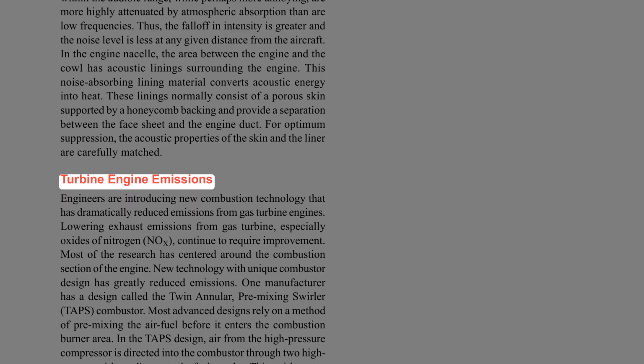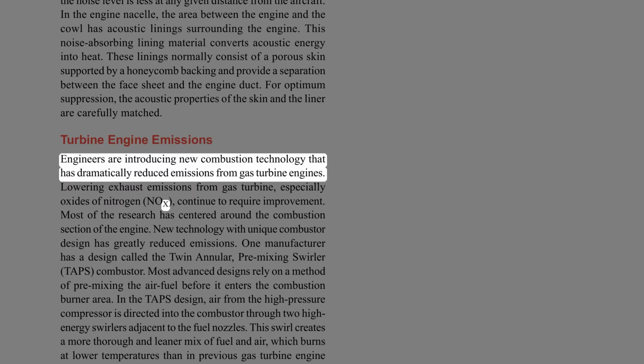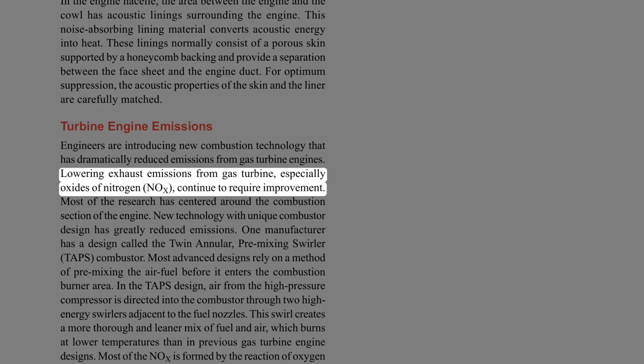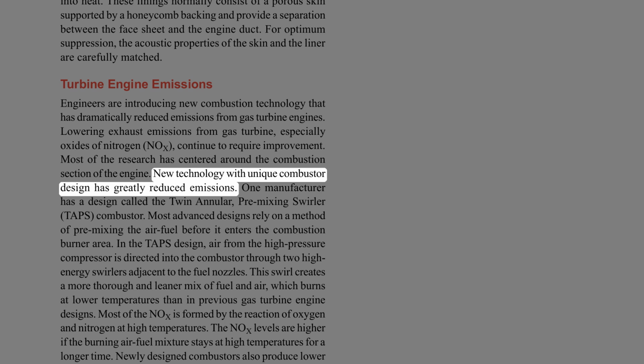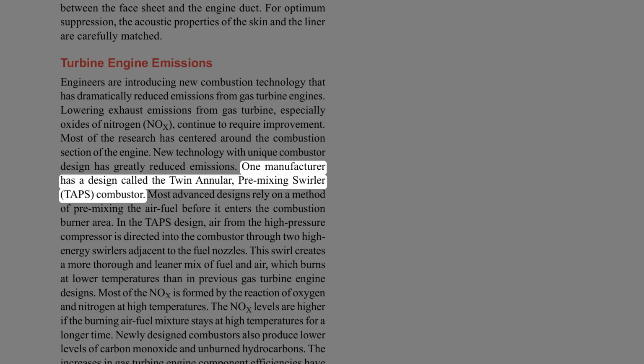Turbine engine emissions. Engineers are introducing new combustion technology that has dramatically reduced emissions from gas turbine engines. Lowering exhaust emissions from gas turbines, especially oxides of nitrogen, NOx, continues to require improvement. Most of the research has centered around the combustion section of the engine. New technology with unique combustor design has greatly reduced emissions. One manufacturer has a design called the twin annular, pre-mixing swirler, TAPS, combustor.